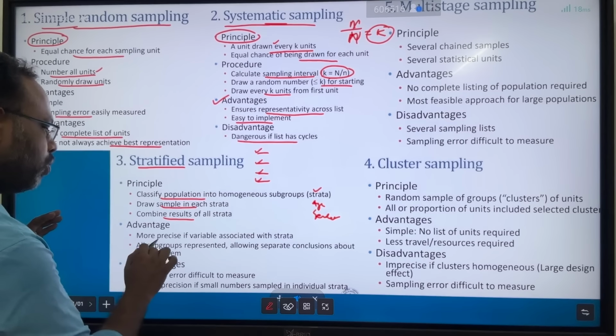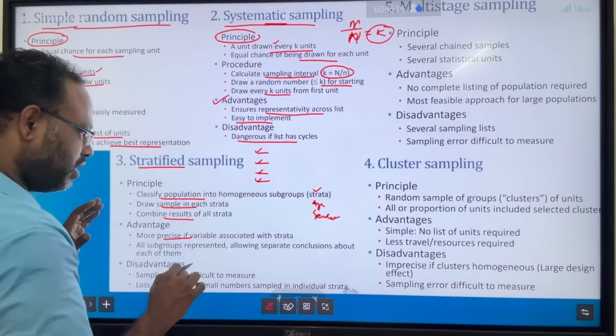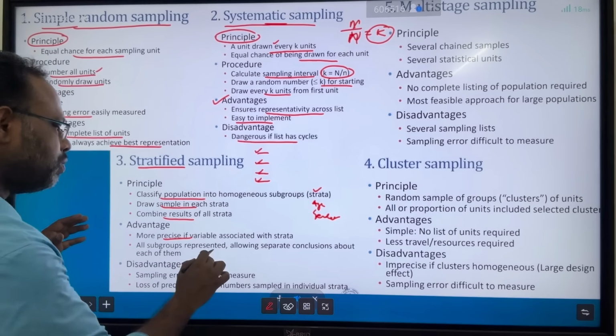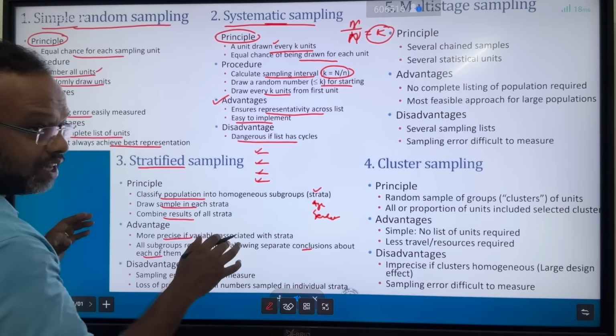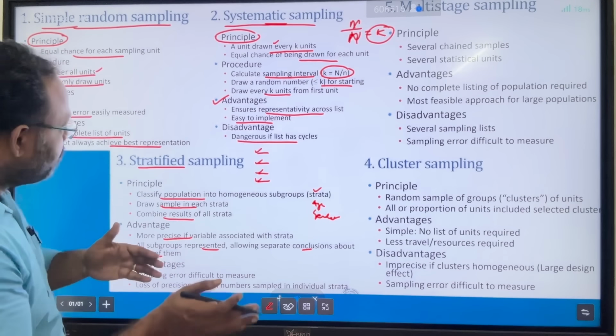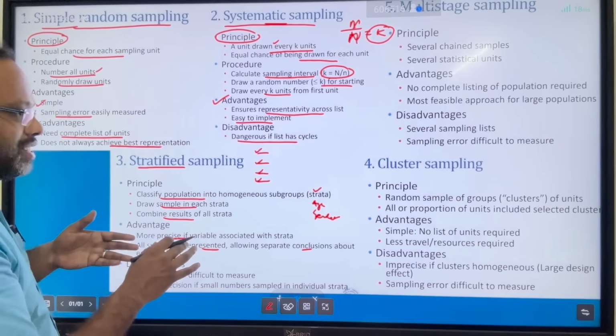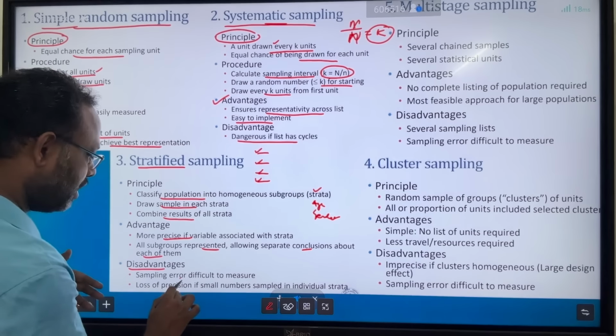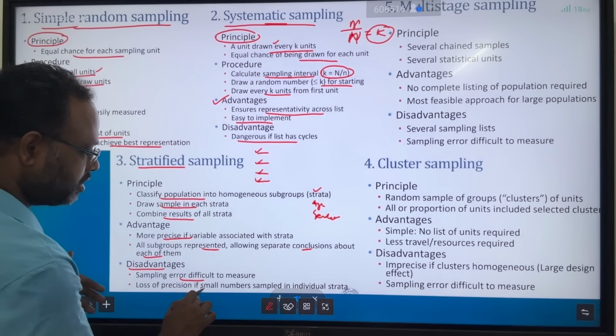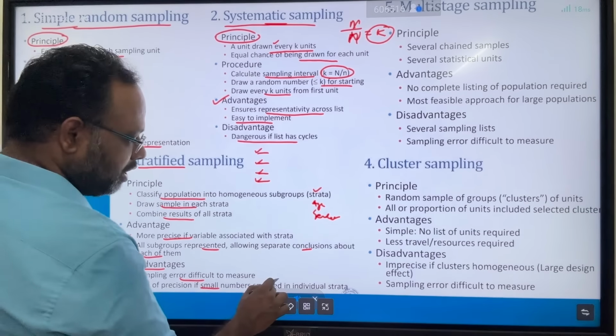The advantage is that it is more precise if the variable is associated with the strata, and all the subgroups are represented, allowing separate conclusions about each of them. Suppose there is a confounding variable, you can put that confounding variable into a strata also. That will eliminate the confounding bias. Disadvantages are that sampling error is difficult to measure, and there is loss of precision if small numbers are sampled in individual strata.